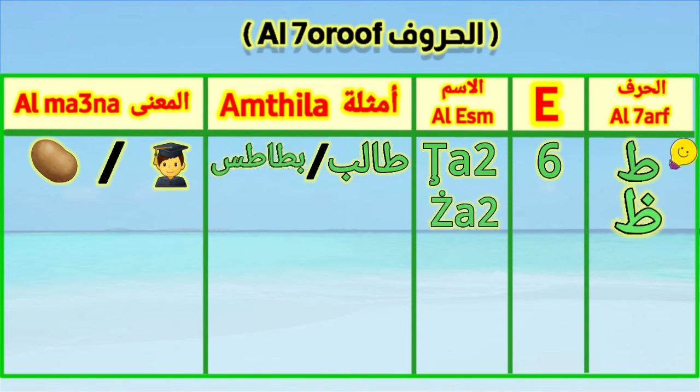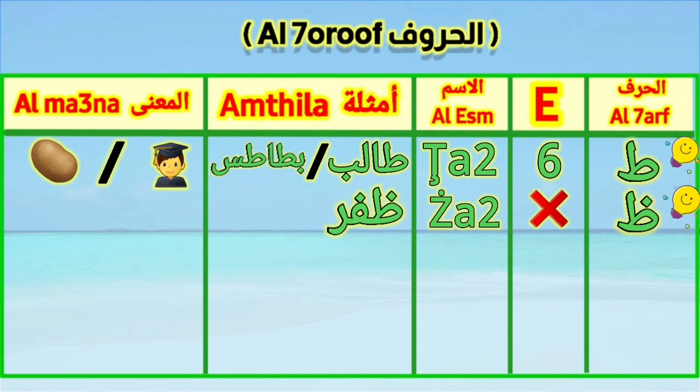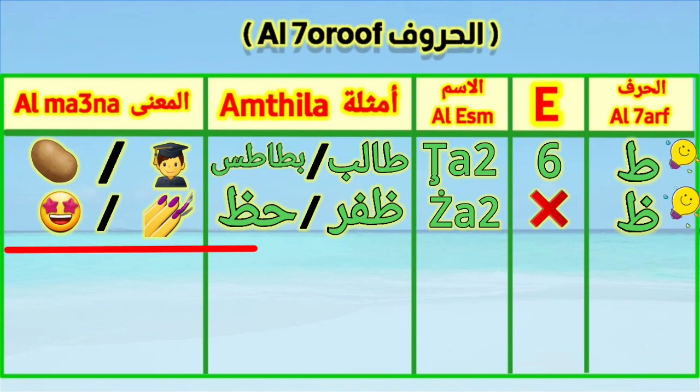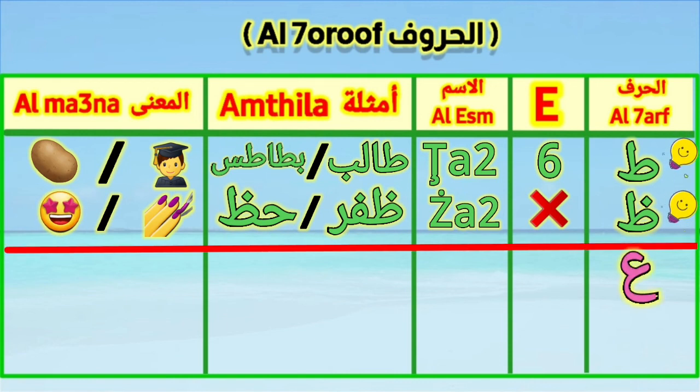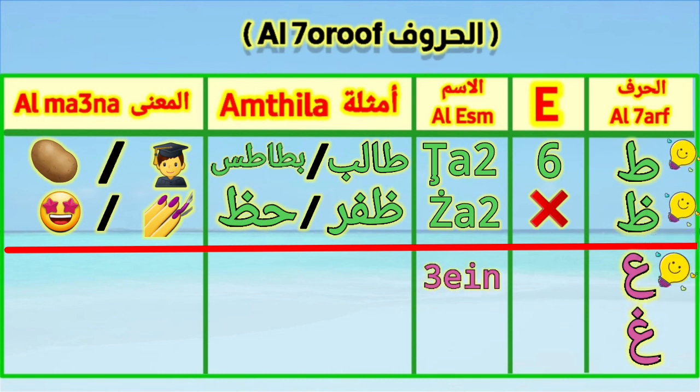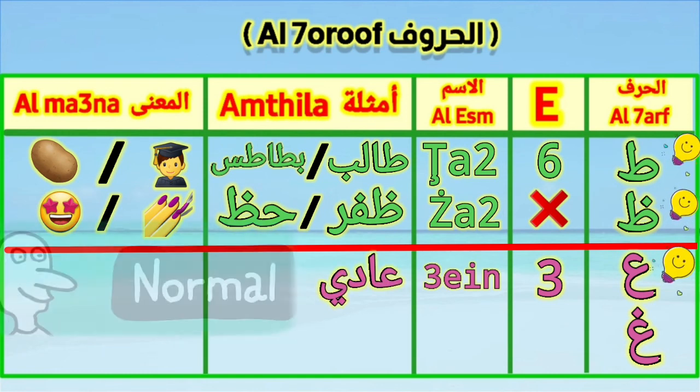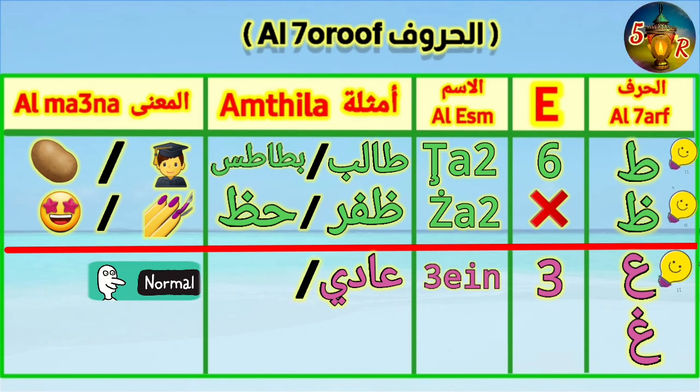The sister is dha, also a new sound in Arabic. Amthila, we said ظفر, which means nail, and also حظ means luck. And our final pair in المجموعة الثانية were عين and غين. حرف العين is also a new sound in Arabic, very very important, I can't stress it enough. Usually in Franco-Arabic it's written with number 3. مثال for عين, we said عادي, which means normal, as well as سعر, which means price.